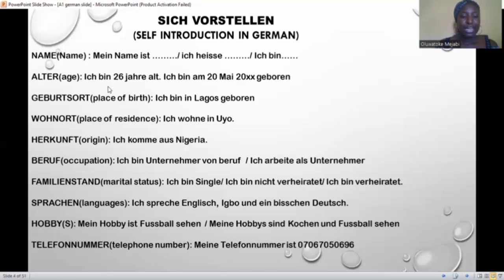So let's look at your marital status. Familienstand means marital status. When it comes to marriage or relationships, it's culture-based. In Germany, they have different ways they categorize things, like if you're divorced, you can say this, and they have patchwork families. But we're going to look at these three basic ways, the common marital statuses.